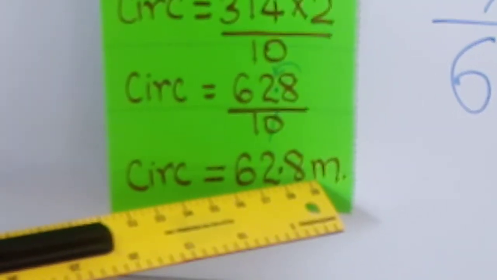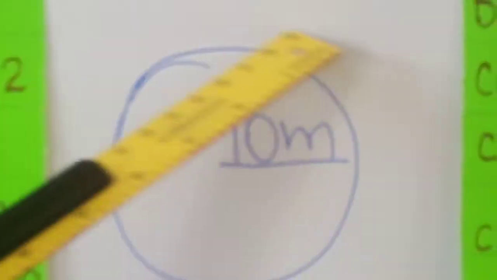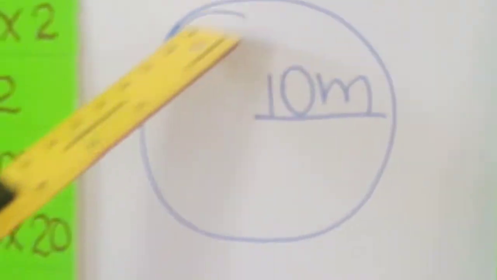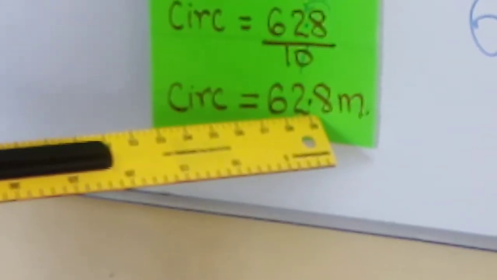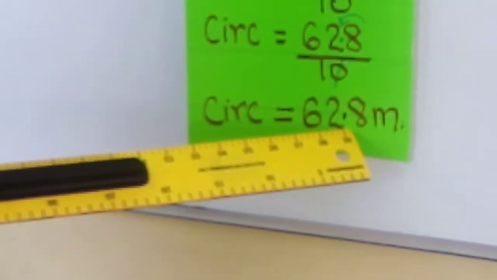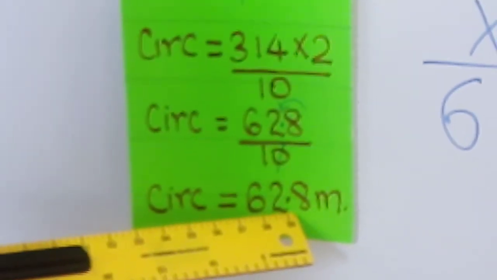62.8 meters. So the circumference of the center of the football field becomes 62.8 meters. The answer is supposed to be given to one decimal place, and it is automatic. 62.8 meters is one decimal place. I hope you have understood.